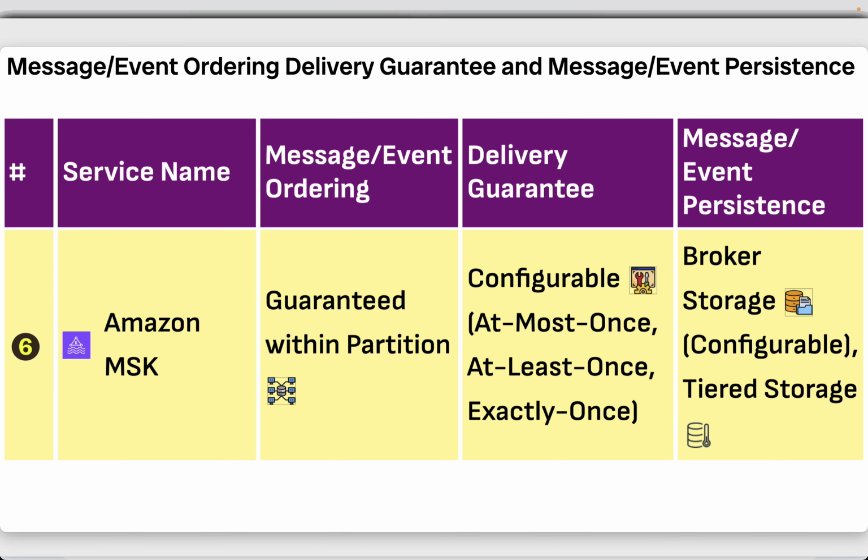Next, Amazon MSK. Ordering is guaranteed within a partition. Delivery guarantee is configurable, so it can be at most once, at least once, exactly once. Achieving exactly once requires careful configuration of producers and consumers. Persistence is broker storage configurable with optional tiered storage for long retention.